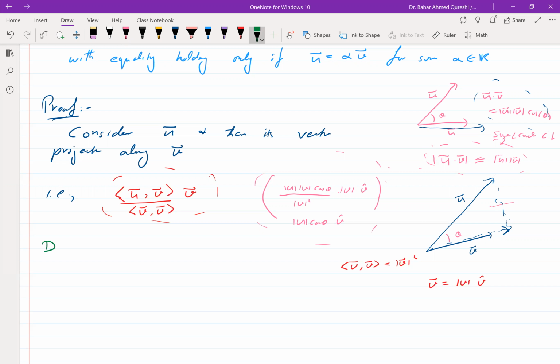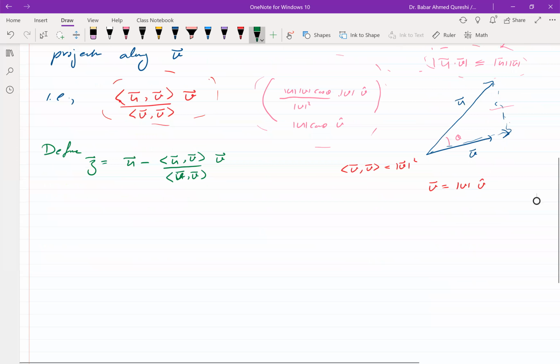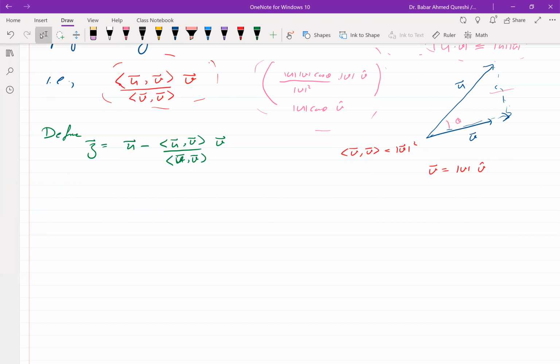So then I define the difference of u minus this projection, u minus the projection along v. Now I would know that if I consider this projection, let me draw it again.